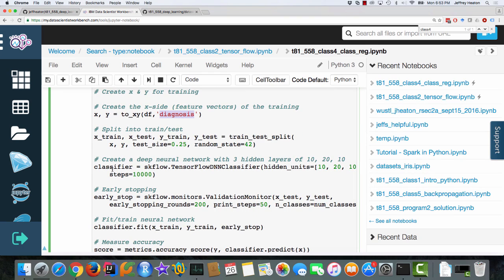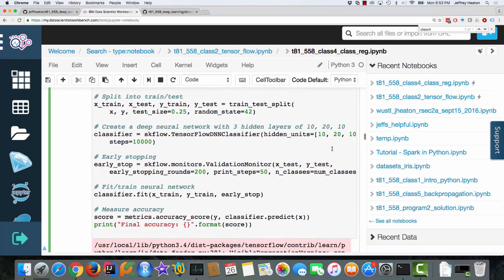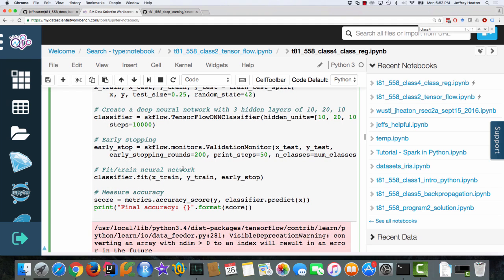I create a TensorFlow network, a fairly simple one. Again, I'm not necessarily doing a really complicated neural network because I don't want this to classify it too well, because then the ROC curve is quite boring. And I'll show you what a perfect ROC curve looks like. I do define the early stopping, so if it's consistent for 200 rounds, it will stop. I fit it, and I report a final accuracy.